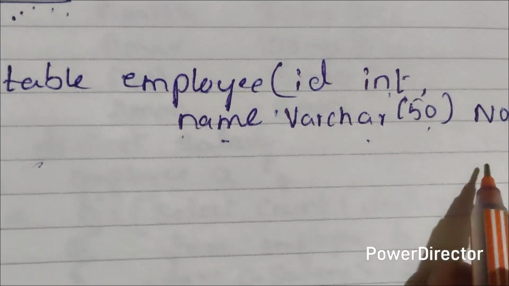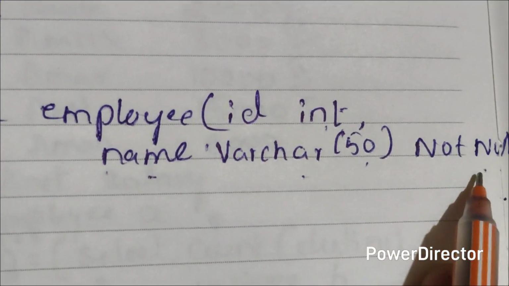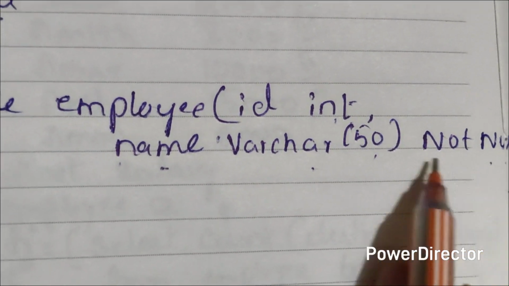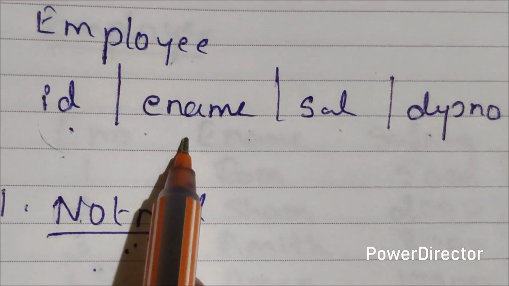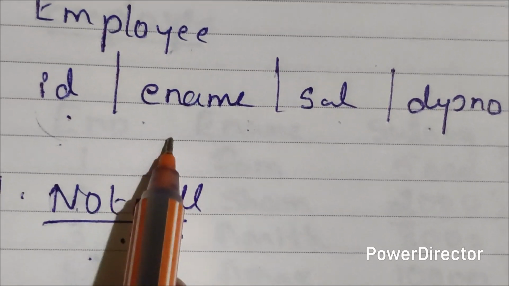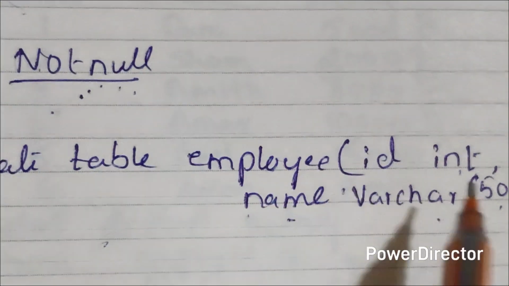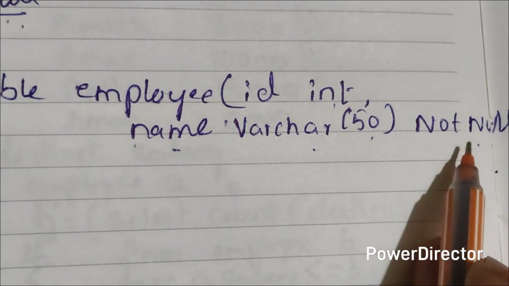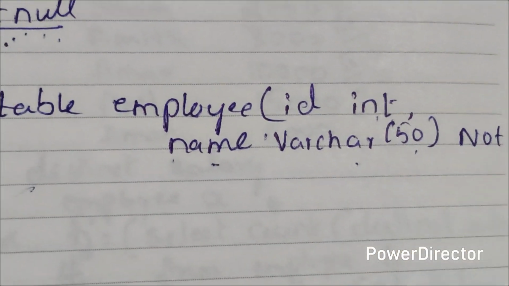Not null is neither a zero. It is not a zero. Not null means it is neither a zero nor a blank space. At least some value should be written, stored, and inserted in this particular attribute or column. So not null is neither a zero nor a blank space.